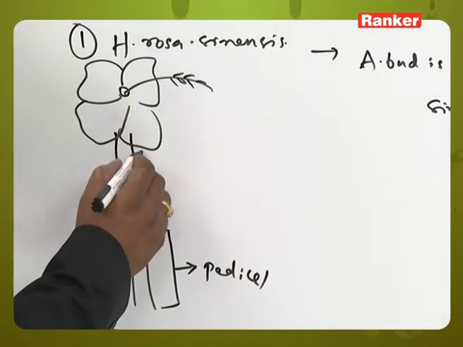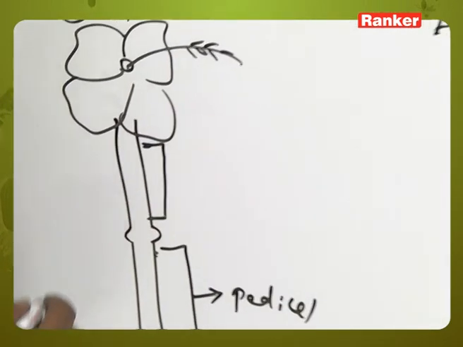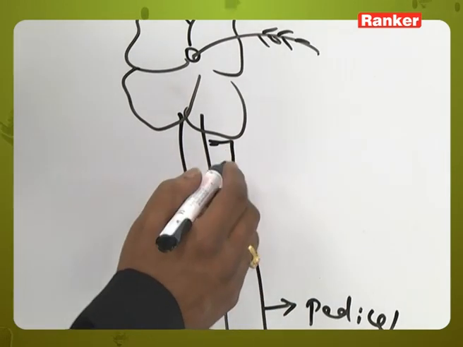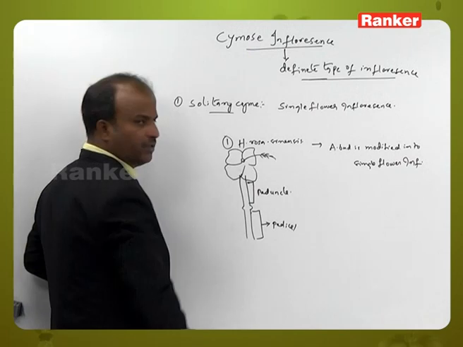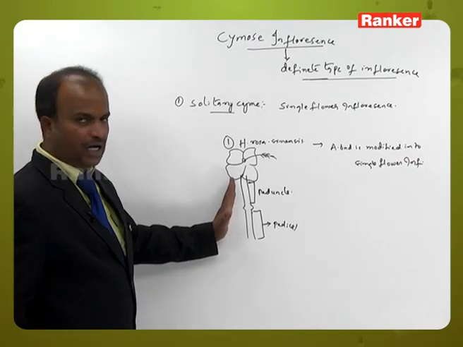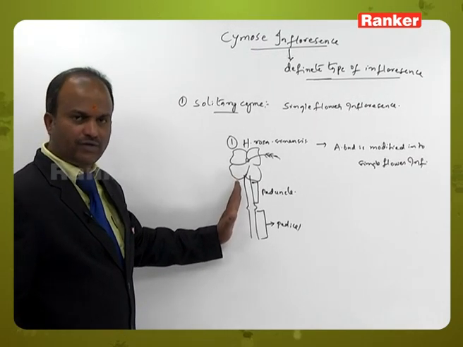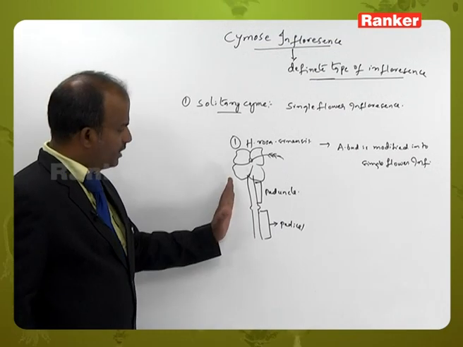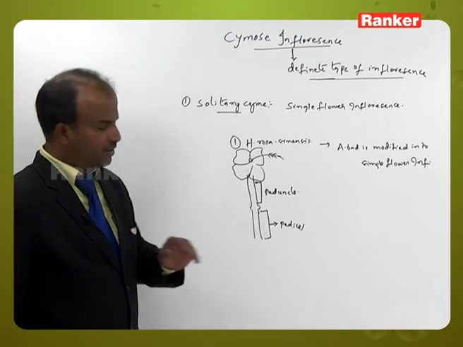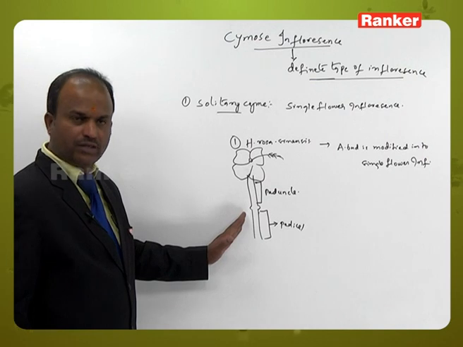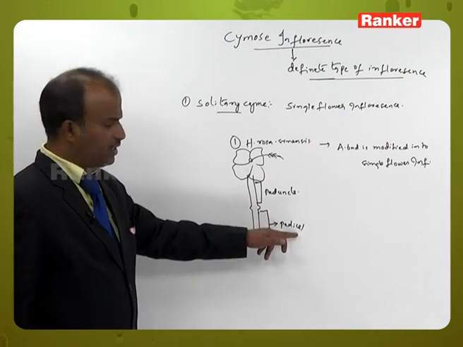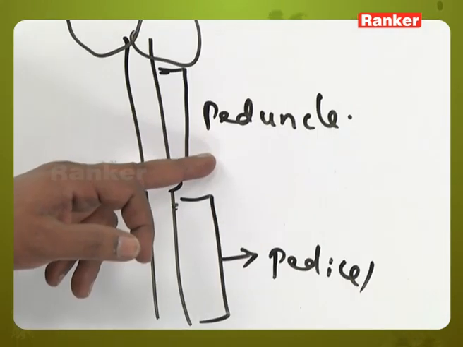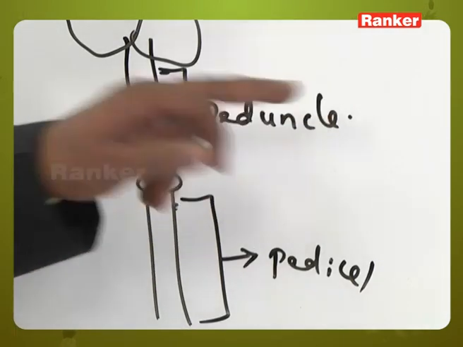And half of the stalk which is present above the pedicel is called the peduncle. The stalk of the flower is called the pedicel, but this pedicel shows two parts. Half of the stalk which occupies the basal portion is called the pedicel, and half of the stalk which is present above the pedicel is called the peduncle.